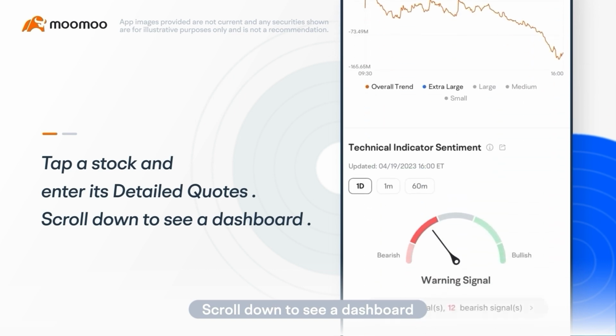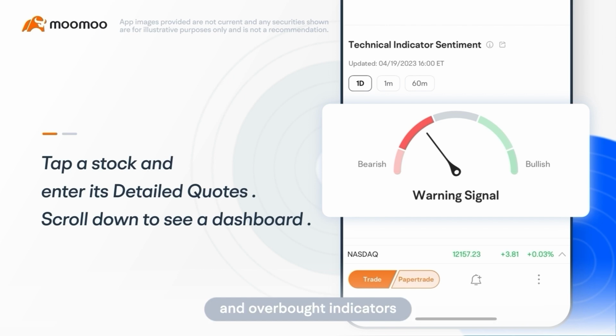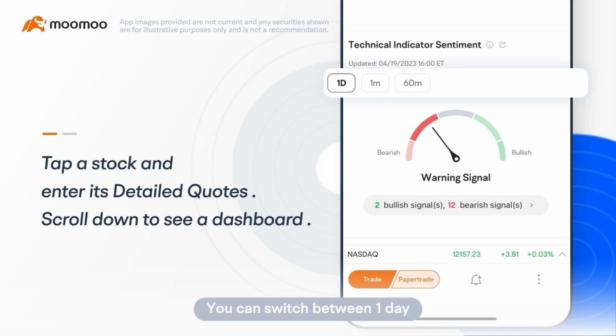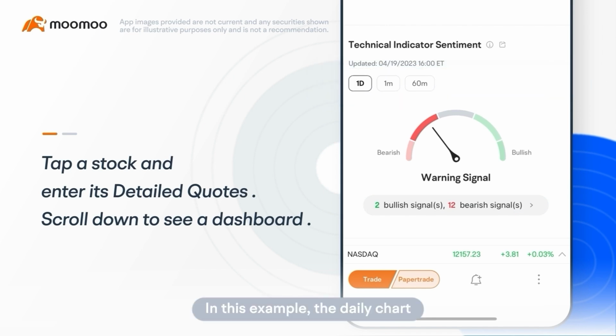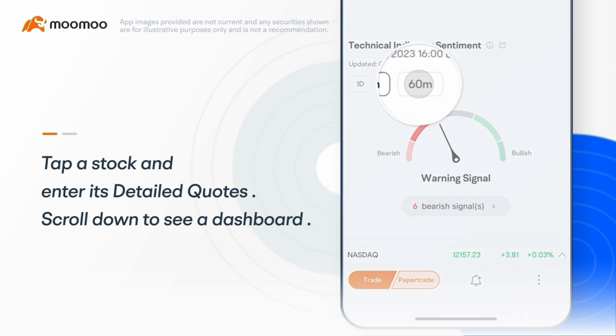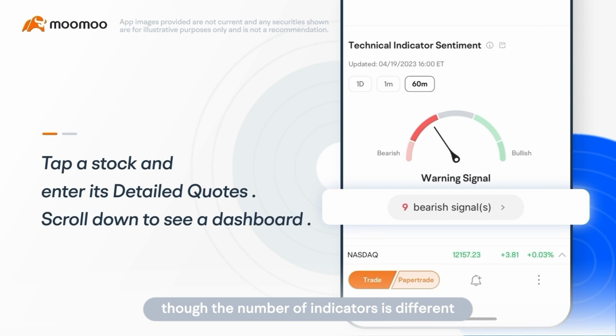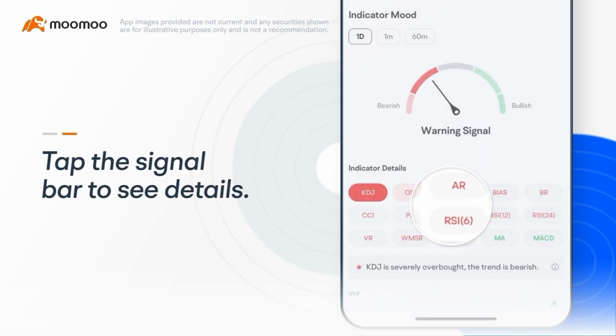Scroll down to see a dashboard, which integrates the signals by providing 15 common oversold and overbought indicators and technical patterns. You can switch between 1 day, 1 minute, and 60 minutes. In this example, the daily chart, 1-minute chart, and 60-minute chart all give bearish signals, though the number of indicators is different. You can tap the signal bar to see details.